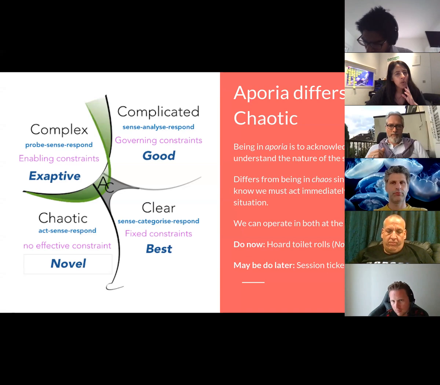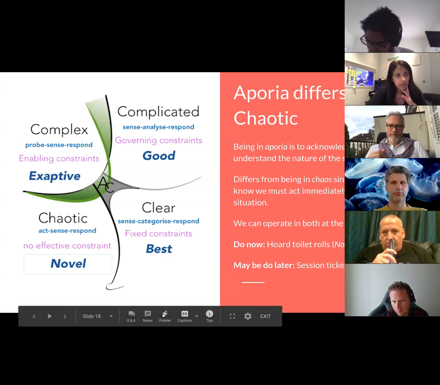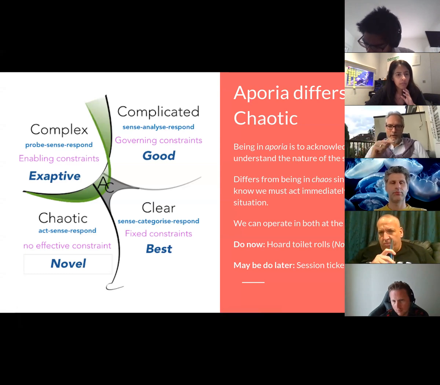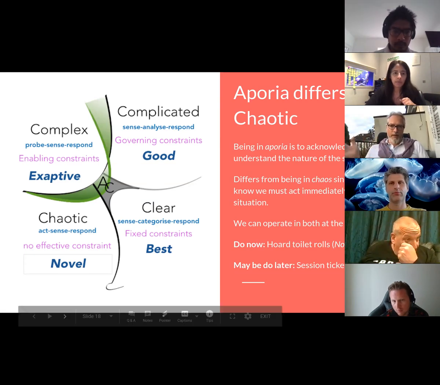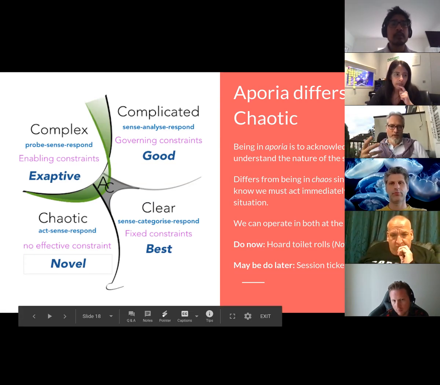But then that makes it more complicated, doesn't it? So you need to kind of sense, analyze, and respond. No, because the only thing you know is it's all over the place. You know, when the football match in Bergamo is happening, you have no idea what's going on in terms of virus or spreading of the contagion there.